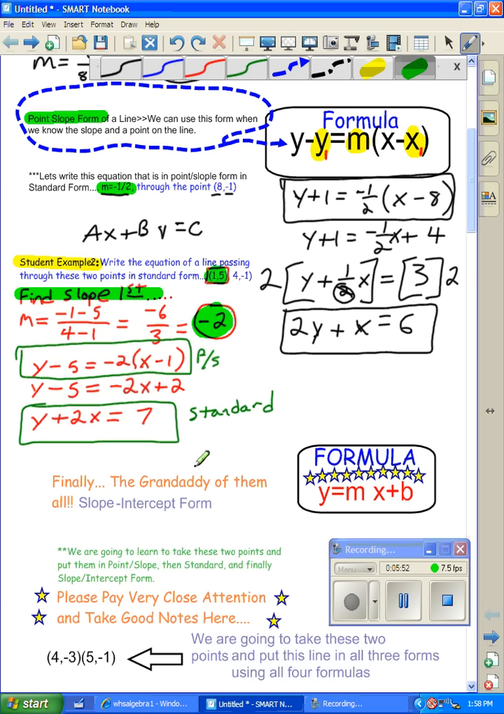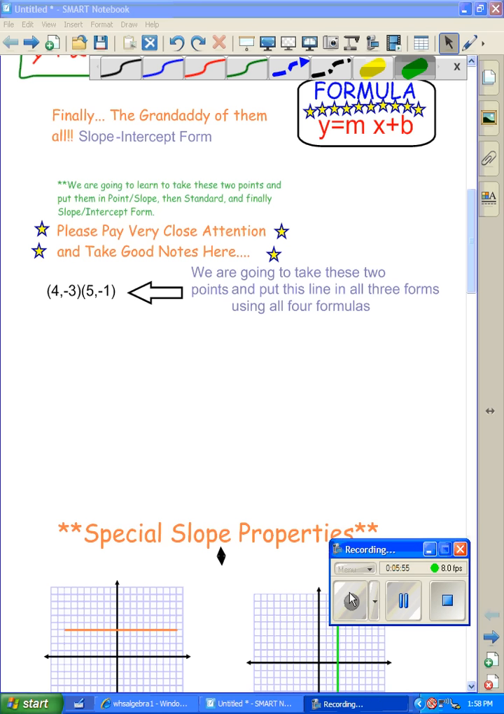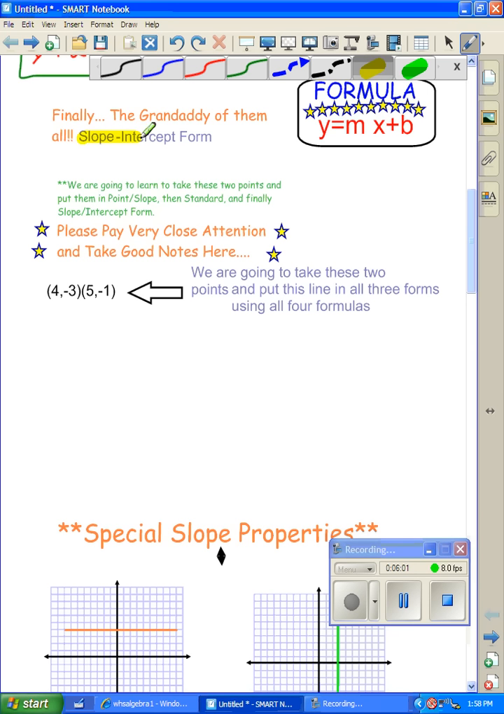All right. We finally worked our way down to the granddaddy of them all, slope-intercept form. You guys heard all about this one last year, probably more than you wanted to. Slope-intercept form. Everybody in the world remembers y equals mx plus b, where m is the slope and b is the y-intercept. M is the slope, b is the y-intercept.